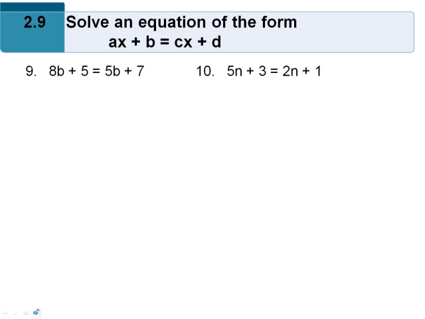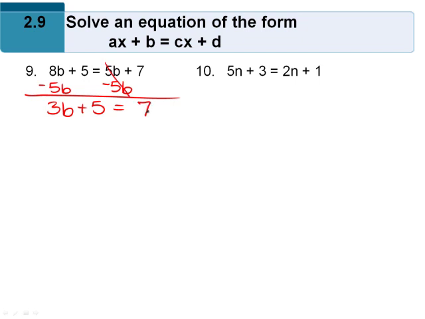Okay, so 8b plus 5 equals 5b plus 7. So once again, I can't combine any like terms because there's no like terms on either side. So I'm going to start by getting rid of that 5b. So I'm going to subtract 5b from both sides. Okay, so 8 minus 5 is 3b plus 5 equals, the 5b's are gone, so I have 7.